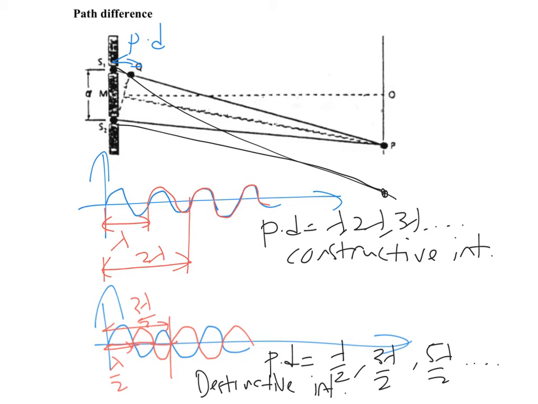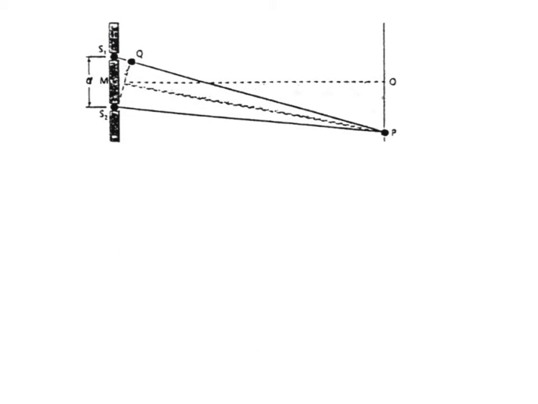That's the rule. So how do I know what the path difference is? How do I calculate it if I want to know whether it's constructive or destructive? For example, if they tell me that S2P, which is from here to here, is equal to 3 meters, and S1P is 5 meters, what is my path difference?